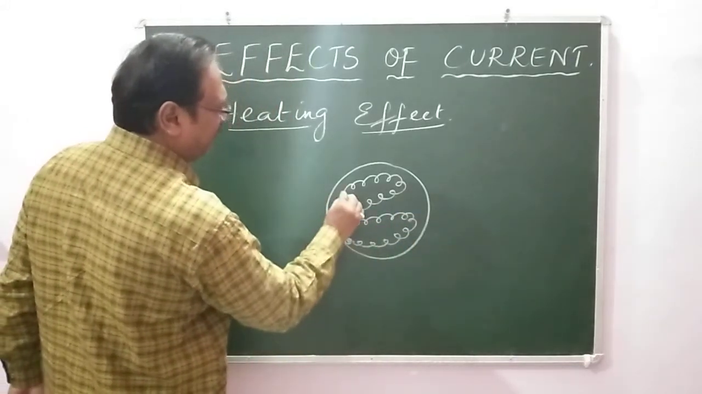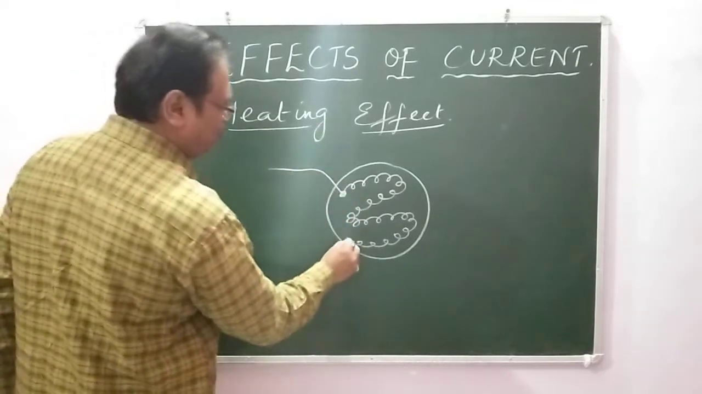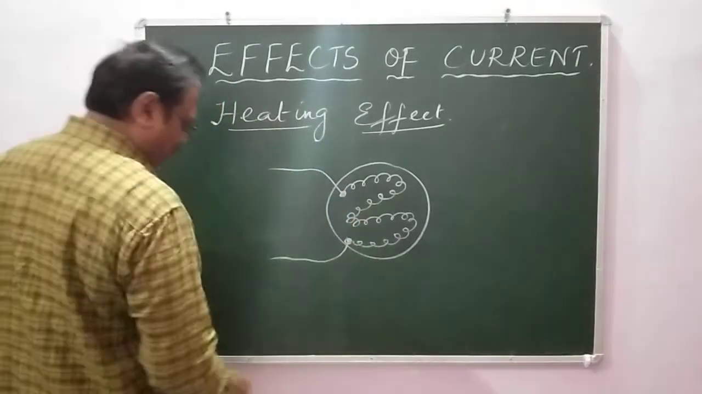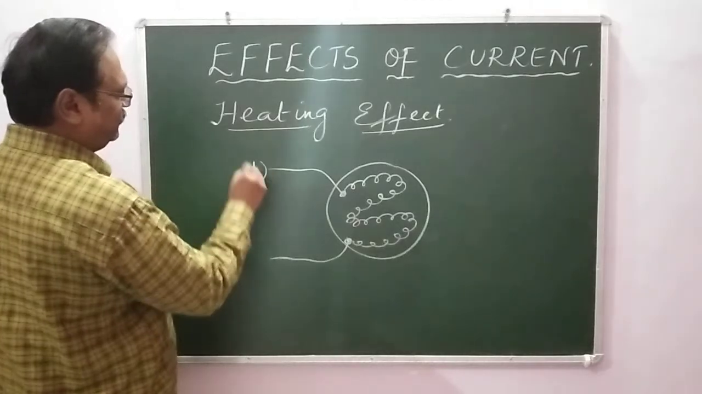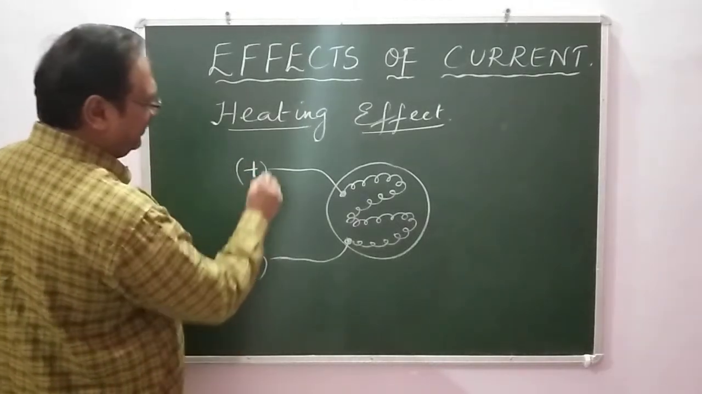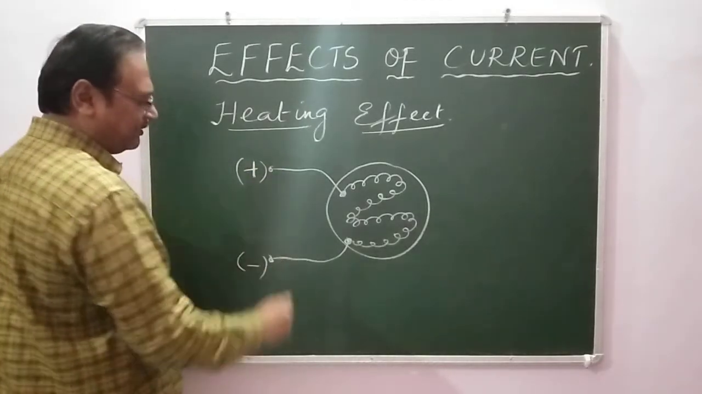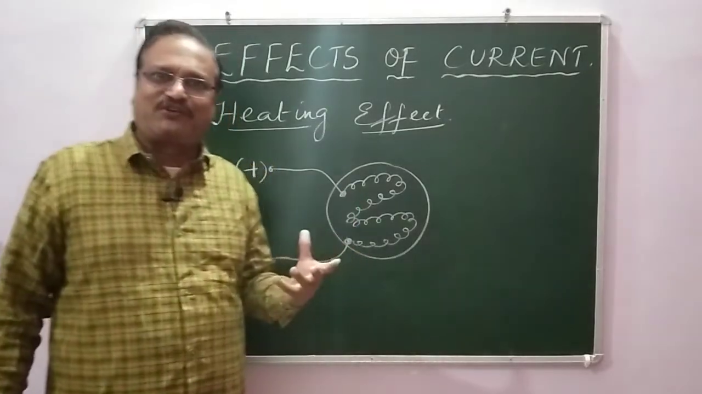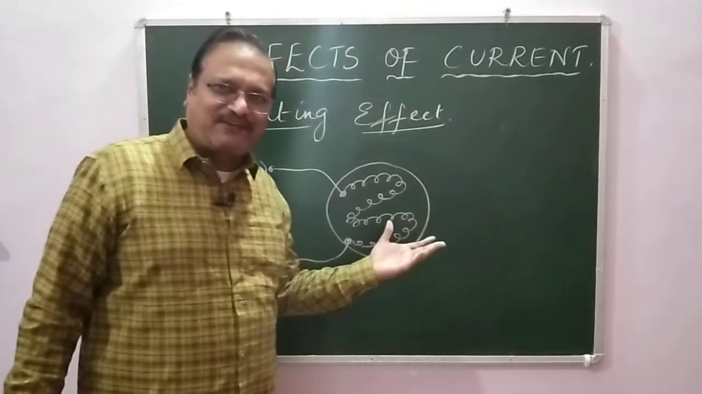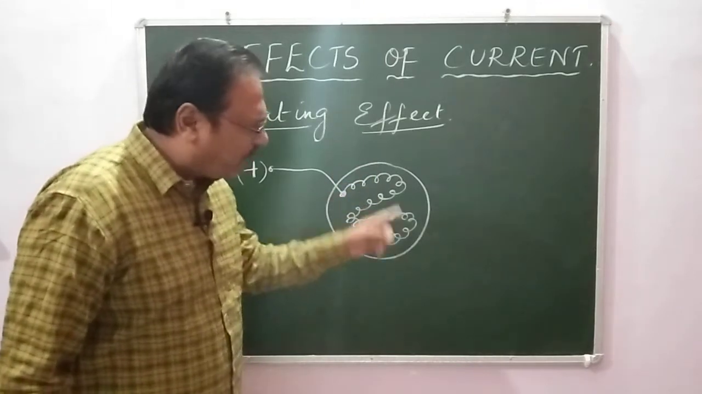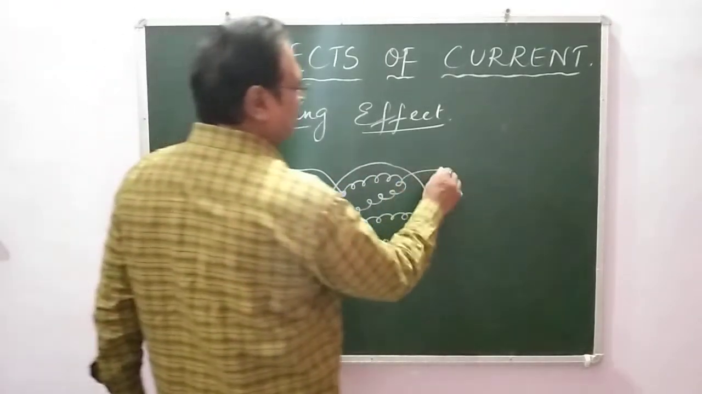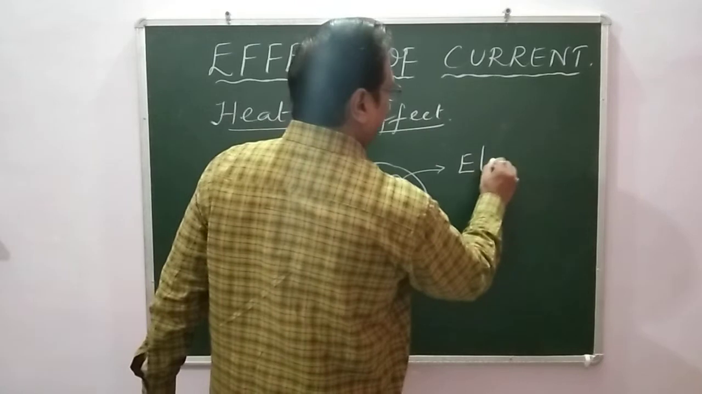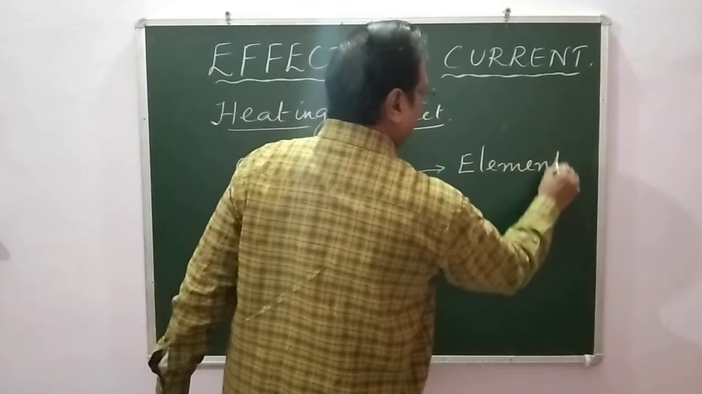And here, from this point it goes out, from here it goes out. One goes to positive and another comes back to negative. Always remember, one should be positive and another should be negative. This wound-up coil is called an element. What is it called? Element.